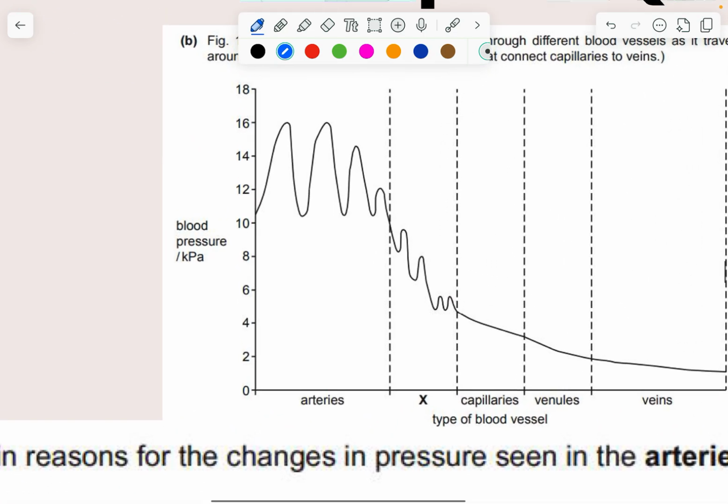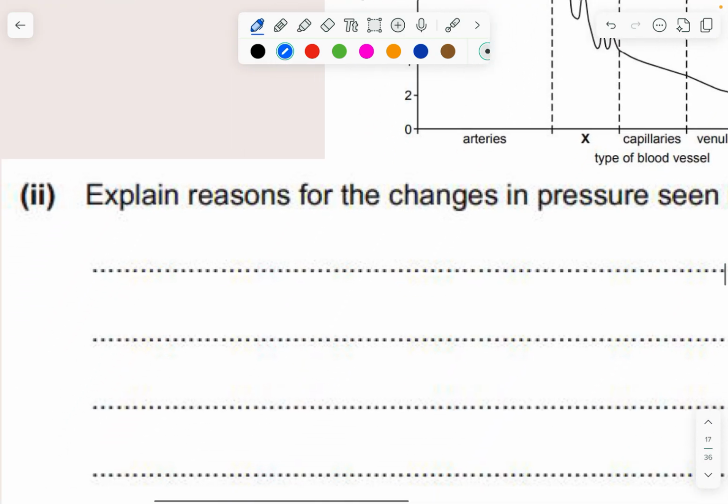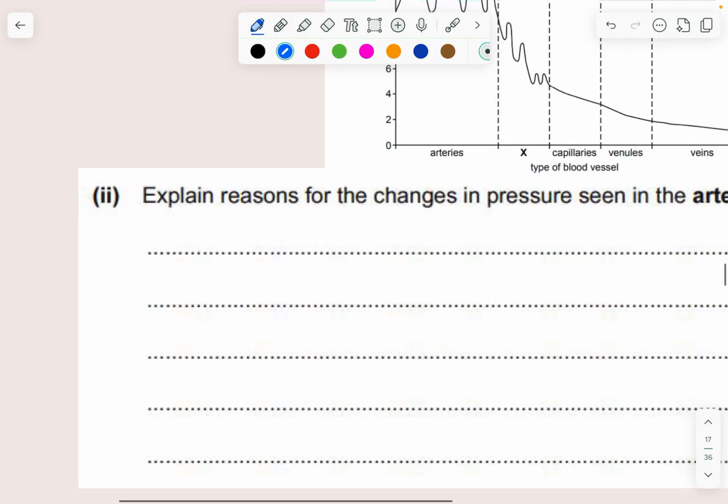So what can you see in the arteries? The blood pressure is super high. It's at 16 kPa, kilopascals, but then it reduces afterwards. So what is the purpose of this? What I expect in your answers is that you must explain that it is caused by muscle contraction.